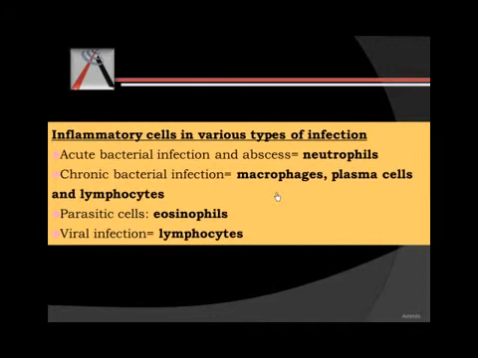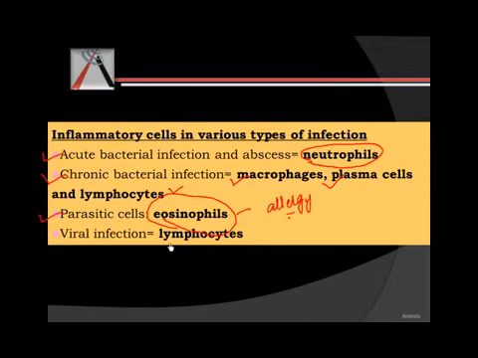We have seen that neutrophils are the primary players of acute inflammation, but based on the type of infection, the inflammatory cell varies. Here we can see that in acute bacterial infection and abscess, the prime inflammatory cells are neutrophils. While when we talk of chronic infection, the prime cells are macrophages, plasma cells and lymphocytes. Whenever we have a parasitic infection, we have eosinophils coming into the picture, which is also a scenario in allergy. In viral infection, the prime cells are lymphocytes.